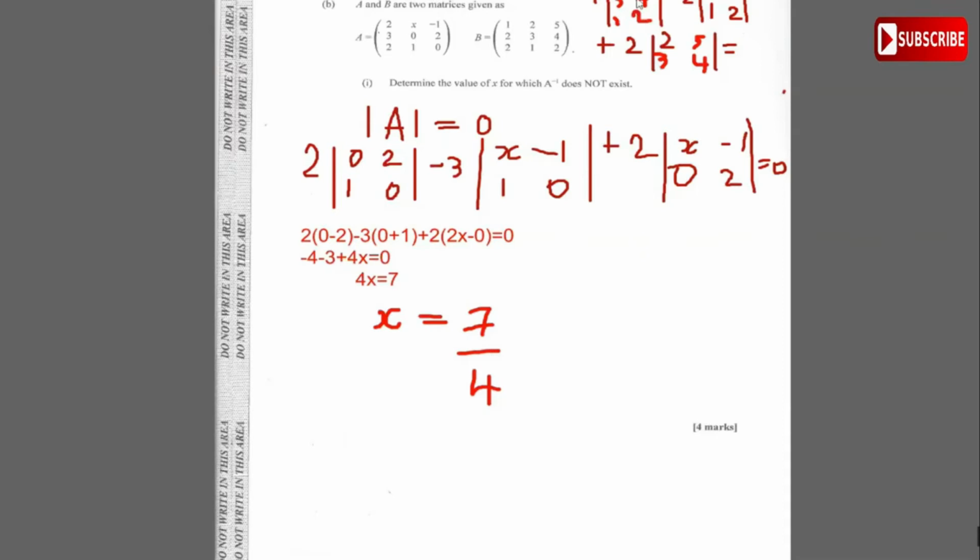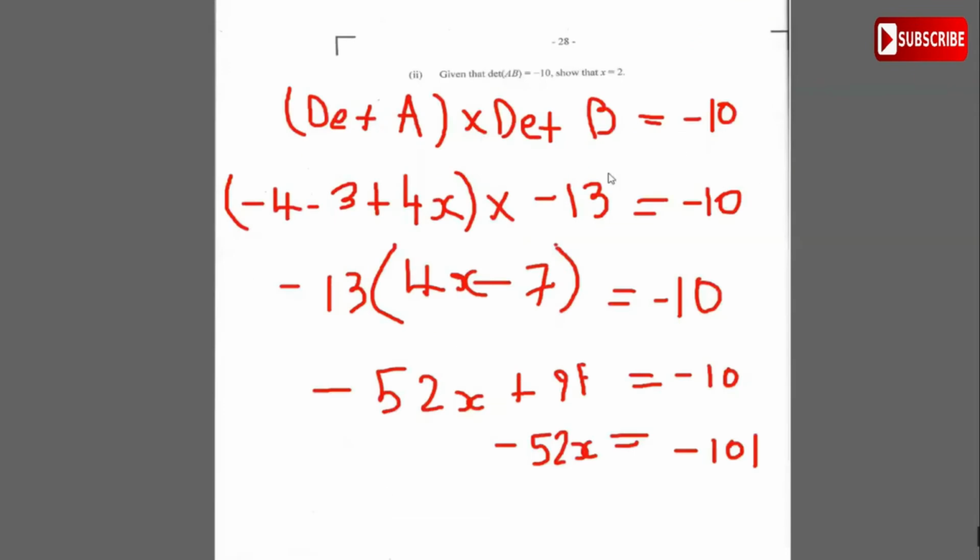This would have been 6 minus 4, which is 2. This would have been 4 minus 5, which is minus 1. Minus 1 times minus 2 is plus 2. And this would have been 8 minus 15, which is minus 7. Minus 7 times 2 is minus 14. So the determinant of B is actually negative 10.